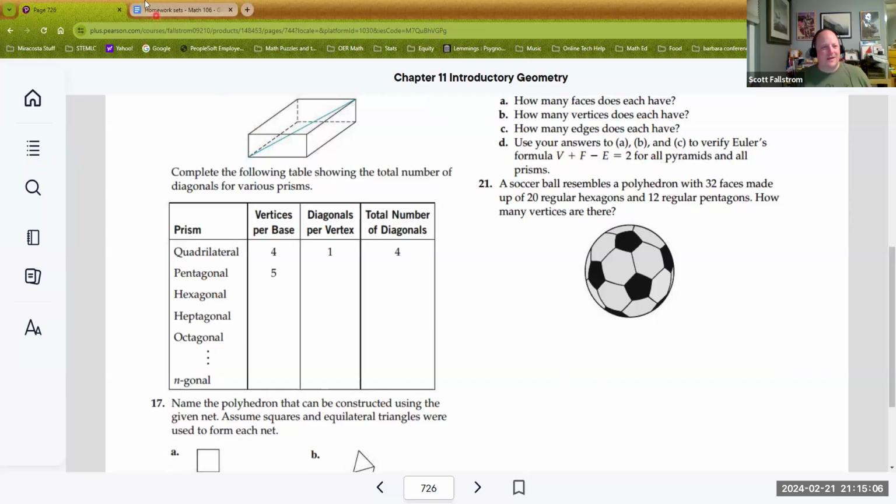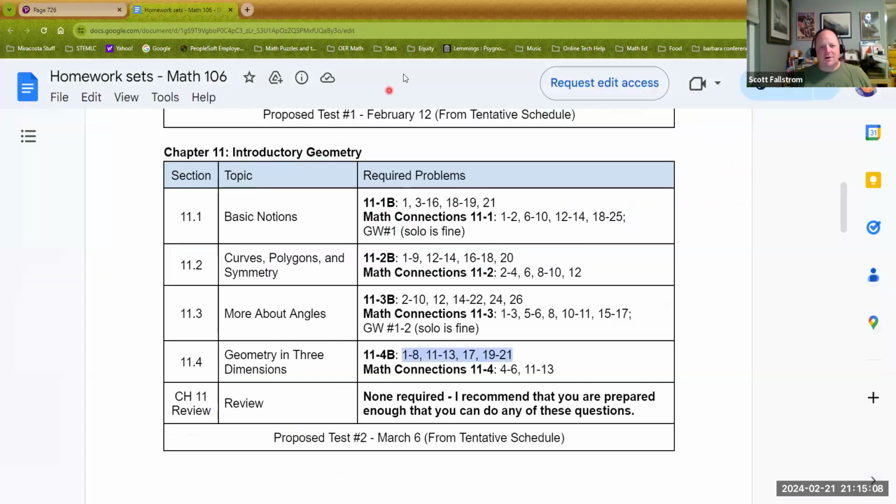So there you go. That is it for the homework on 11.4. If you look at the MCs, looks like 4, 5, 6, and 11, 12, 13. So not a ton. Looks like maybe 6 of those for this one.